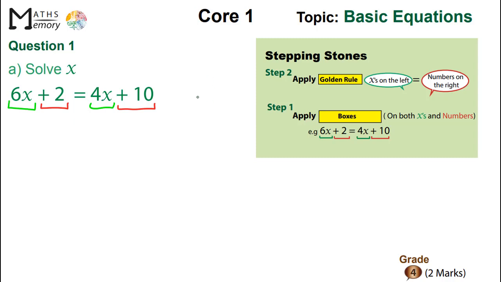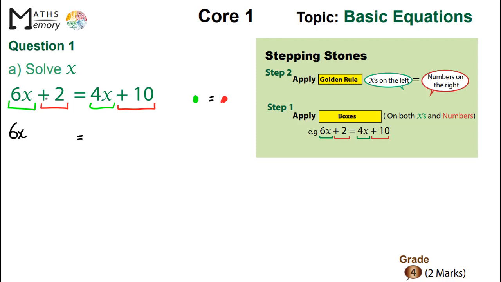From step 2 now, the golden rule is this. We want all the green bits, or the x terms rather, on the left, and all the red bits, or the numbers, on the right hand side. This is the golden rule over here. So the golden rule: x is on the left, numbers on the right. Okay, so 6x, is that okay on the left hand side? It is, it's an x, so we leave it there.